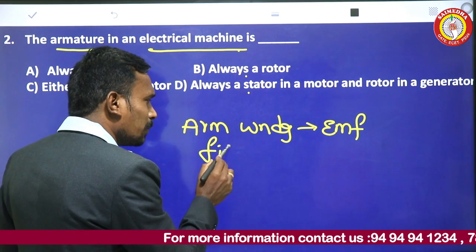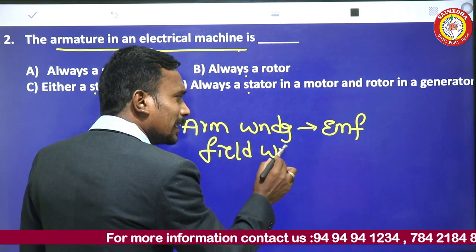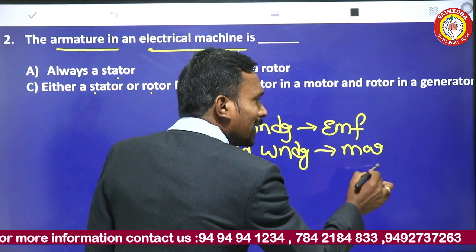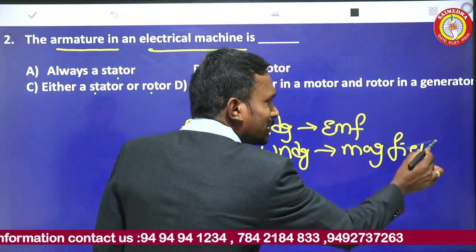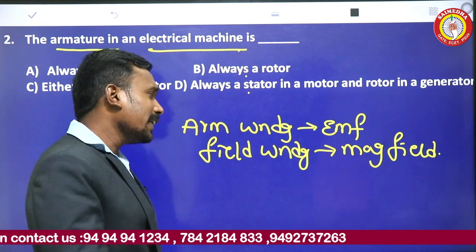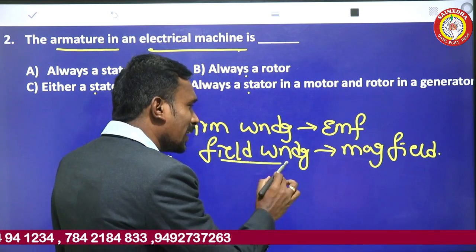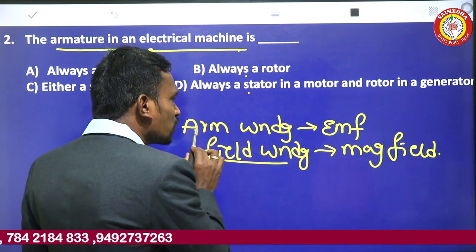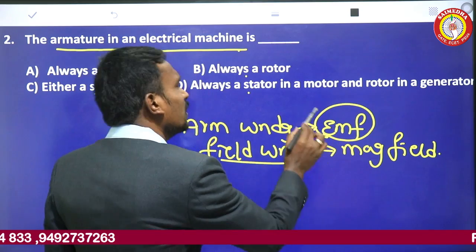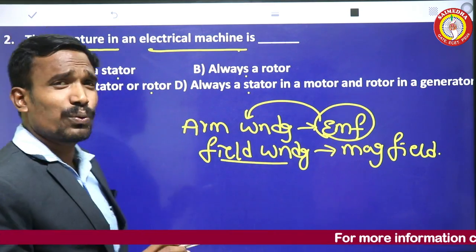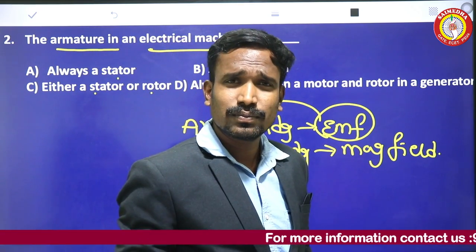What is field winding? The winding which produces the magnetic field or magnetic flux is called field winding. The winding which produces the EMF is called armature winding. Now the question is about the armature winding in an electrical machine.